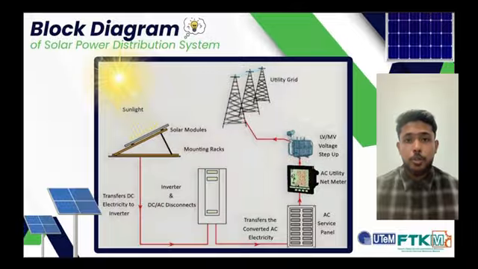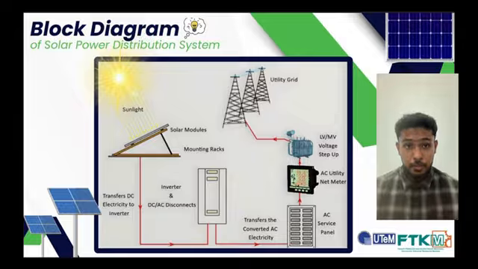Secondly, I'm going to talk about the block diagram. This block diagram shows how solar panels send electricity to the grid. Sunlight hits the panels and produces DC power. The inverter converts it to AC. The electricity passes through the meter and transformer before being supplied to the utility grid and homes.